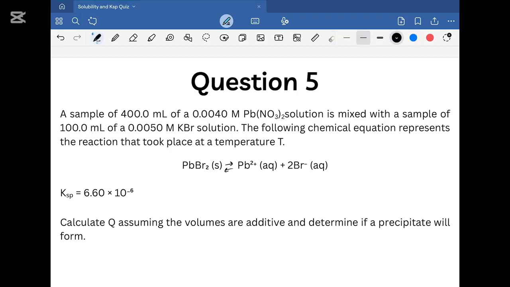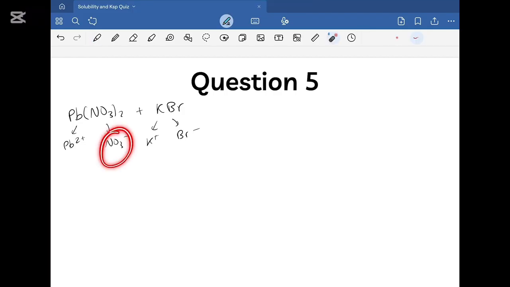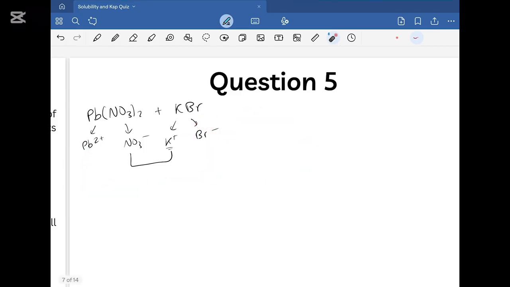Now, first, if they did not give us this equation, we need to know the precipitate that's going to form from this question. So we have Pb(NO3)2, and it is being mixed with KBr. So the ions are Pb2+, NO3-, K+, and Br-. Now, everything with a nitrate, or the alkali metal ion, which is K+, is going to be soluble, and they're not going to form a precipitate. However, Br- is insoluble with LCS, and L is the Pb2+. So Pb2+ and Br- are insoluble.